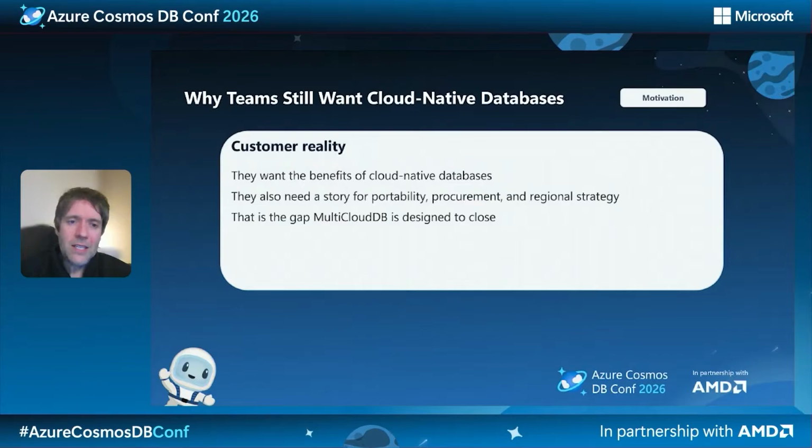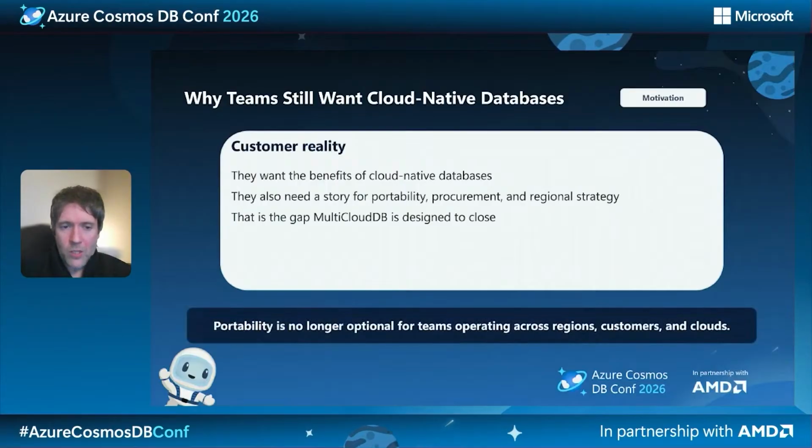So the customer reality is that customers do want the benefits of cloud native databases, as we've said, but they also need a story for portability, procurement, and regional strategy, and so on. This is the gap that we're trying to fill with Multi-Cloud DB, and it's designed to close. So portability is no longer optional for teams who are building these types of applications, operating across regions, customers, and different clouds, and so on.